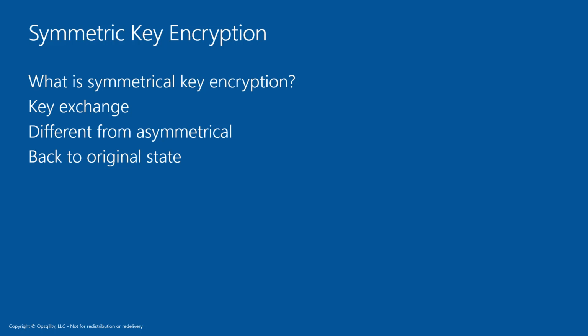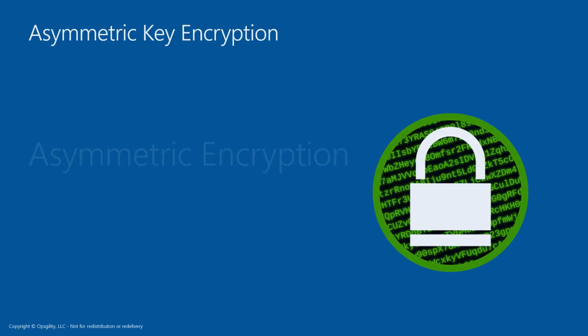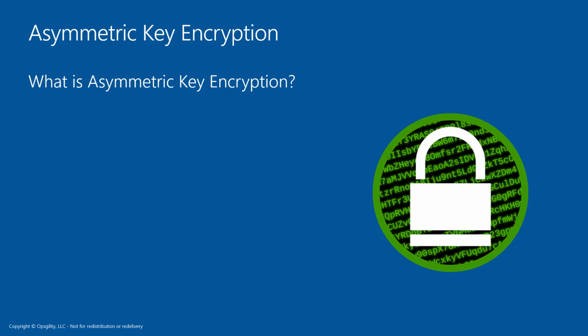Once the file is closed, it reverts back to its encrypted state. Now let's cover asymmetric encryption. Asymmetric encryption is a lot more complicated than symmetric encryption. It's also known as public key cryptography, and this is a newer method compared to the symmetric type of encryption.